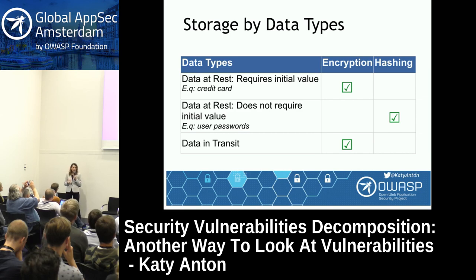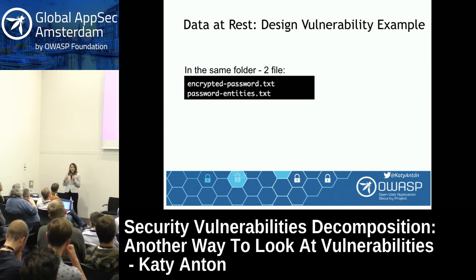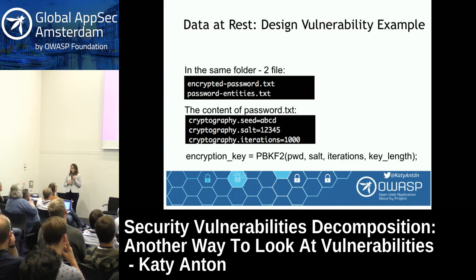When it comes to encrypted data at rest, a challenging part for developers is to actually store securely the key that is used to encrypt the data. This is an example from an application that we discovered during a code review, where in the same folder we had two files. In one of them, we had the encrypted password. The other one was entities, and when opened, it contained a seed, a salt, and an iteration count, which turned out to be used in conjunction with the password-based key derivation function 2 to generate the key that was used to encrypt the data.